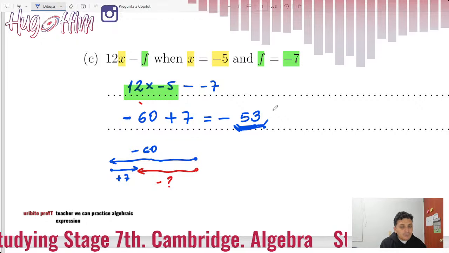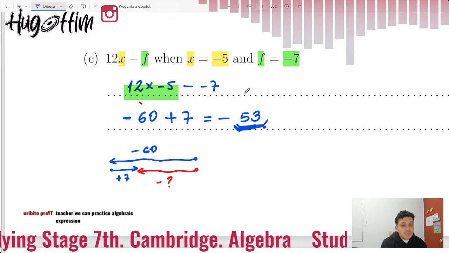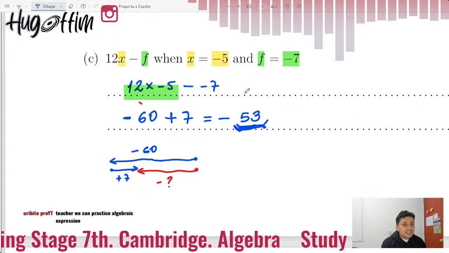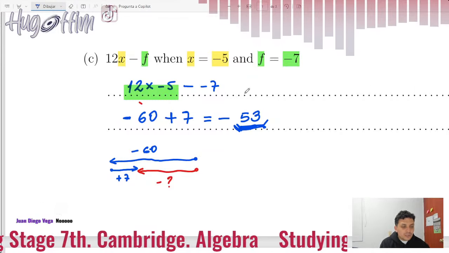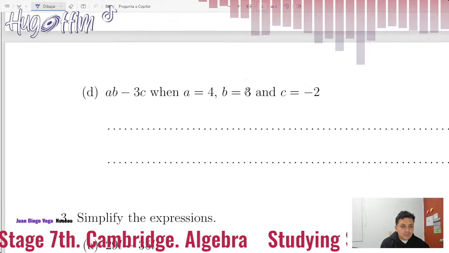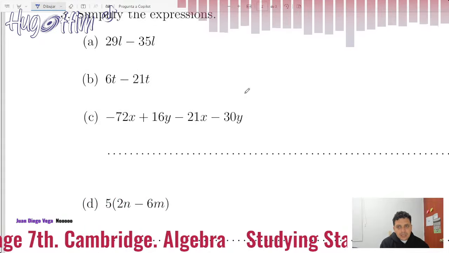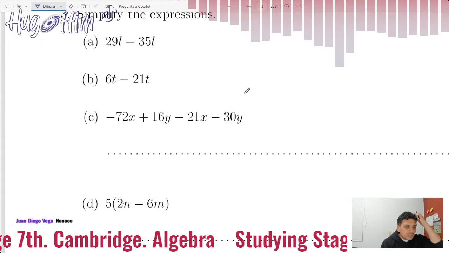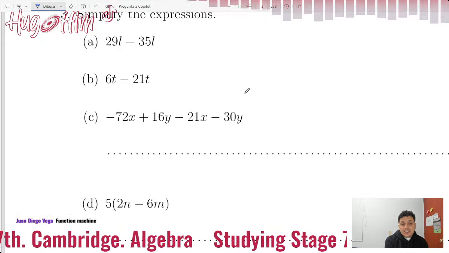Let's see more of algebra. We already saw how to convert phrases into algebraic language. We already saw how to substitute or evaluate an expression. Now we're going to see another topic, that is when you need to simplify an expression. When you need to simplify expressions, you can apply two things. First, collecting like terms.